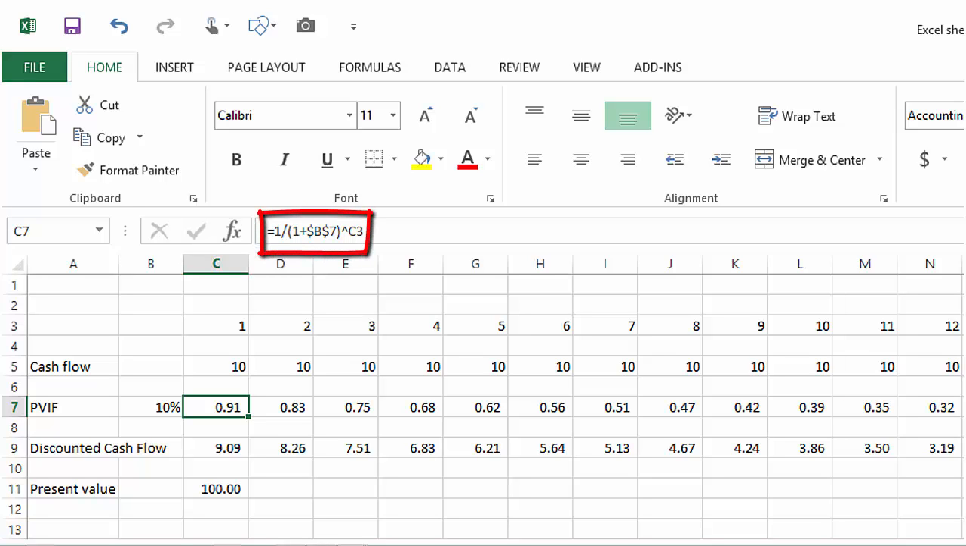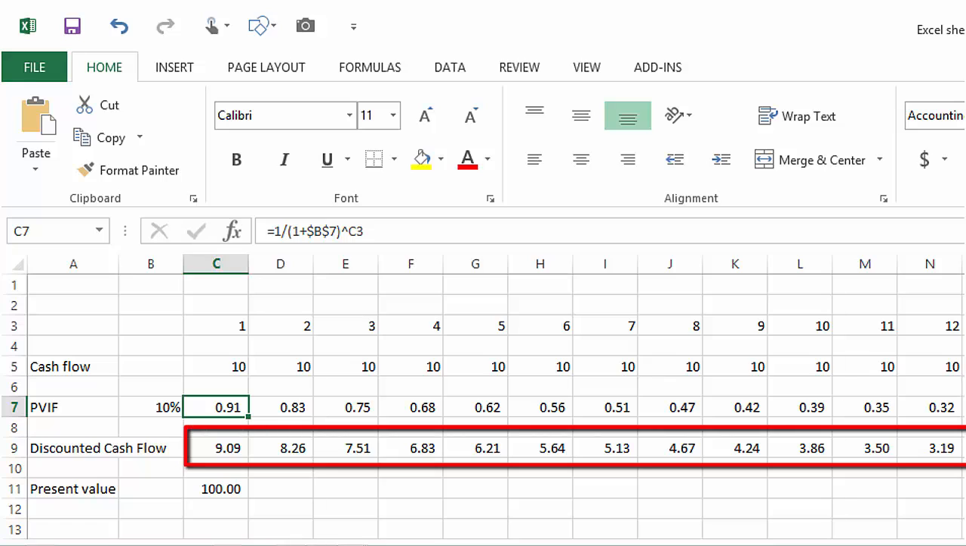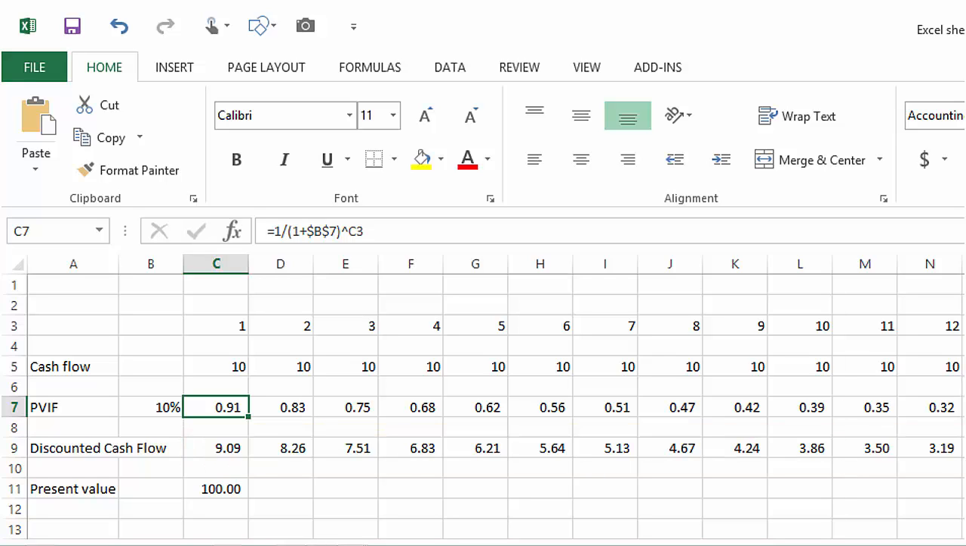Notice how the discount factor, the PVIF, is getting smaller and smaller the further to the right we go, which makes sense because $1 12 years from now is not going to be worth a whole lot to me today. In fact, it's worth 32 cents. Next, multiply the cash flow, the $10, by the discount factor to arrive at the discounted cash flow. Finally, add up all the discounted cash flows to calculate a present value. The result, when rounded, is $100.